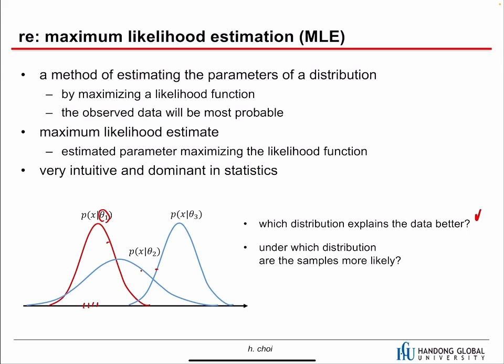Under which distribution are the samples more likely? If the samples are around here, then this distribution would be better. And if we move the data samples like this, then we have to update these parameters so that the distribution should look like this.